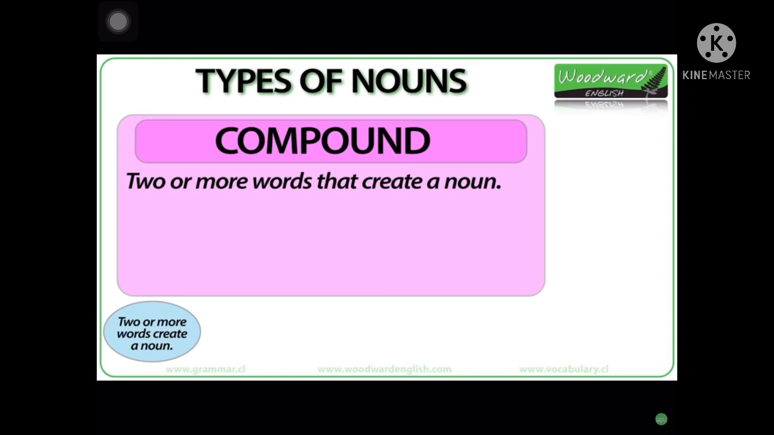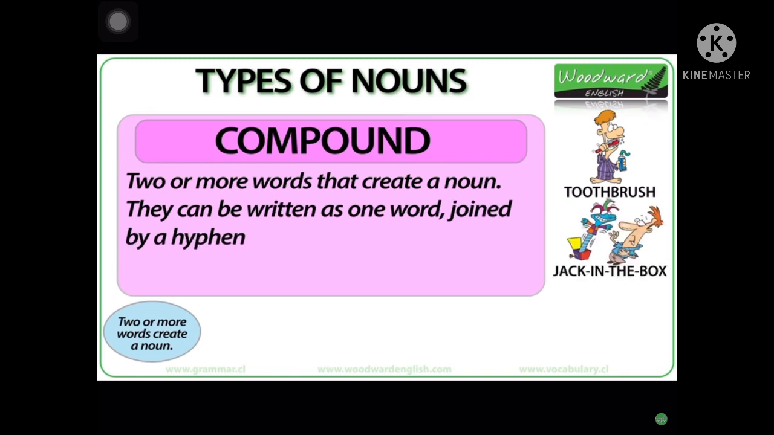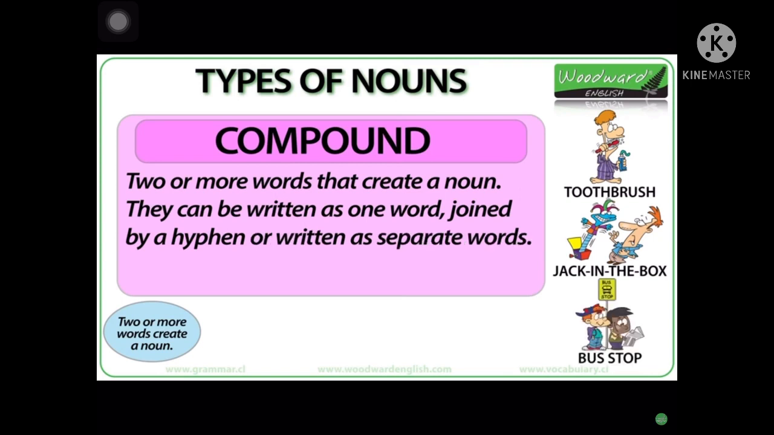Compound nouns are two or more words that create a noun. Compound nouns can be written as one word, like toothbrush. They can be joined by a hyphen, like Jack in the Box, or they can be written as separate words, like bus stop.